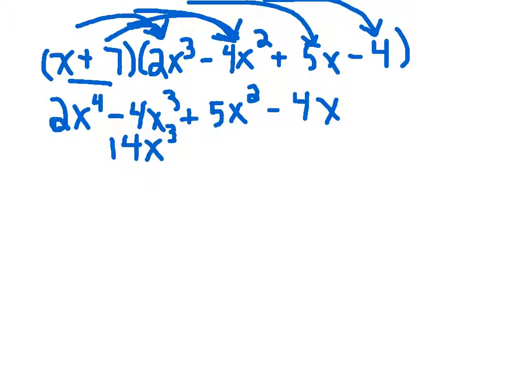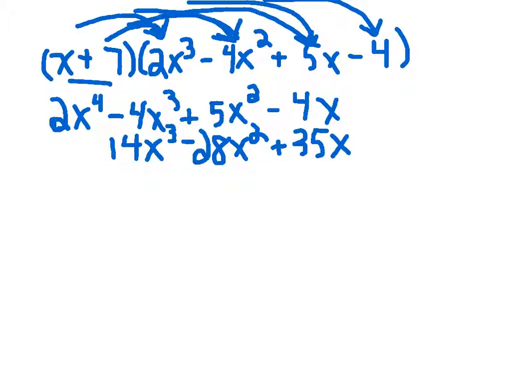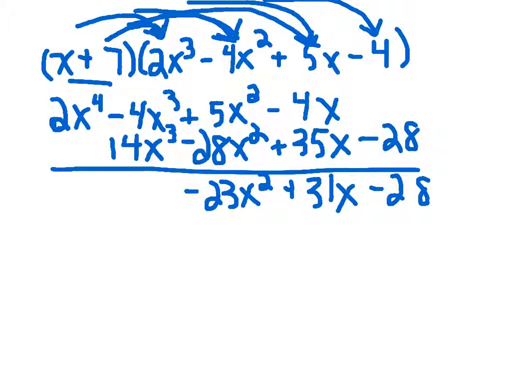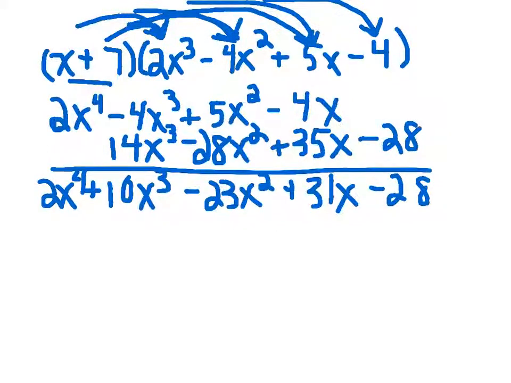7 times negative 4x squared is negative 28x squared. 7 times 5x is 35x. And 7 times negative 4 is negative 28. When I add up everything, I've got negative 28, I've got positive 31x, I've got negative 23x squared, I've got 10x to the third, and I have 2x to the fourth. So that's how I would go about multiplying those.